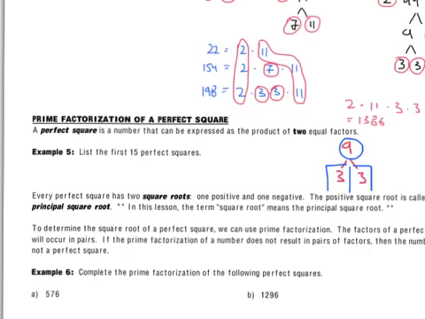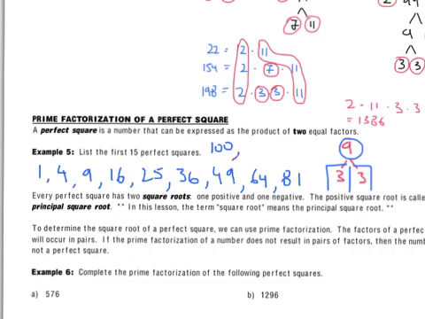Okay, so I'm going to start with 1, because 1 times 1 gives me 1. The next one, 2 times 2 is 4, 3 times 3 is 9, 4 times 4 is 16, 5 times 5 is 25, 6 times 6 is 36, 7 times 7 is 49. Looks like I'm going to run out of room here to get all 15 in. 8 times 8 is 64. I'm going to go up here. 9 times 9 is 81, and then 10 times 10 is 100. 11 times 11 is 121. 12 times 12 is 144.